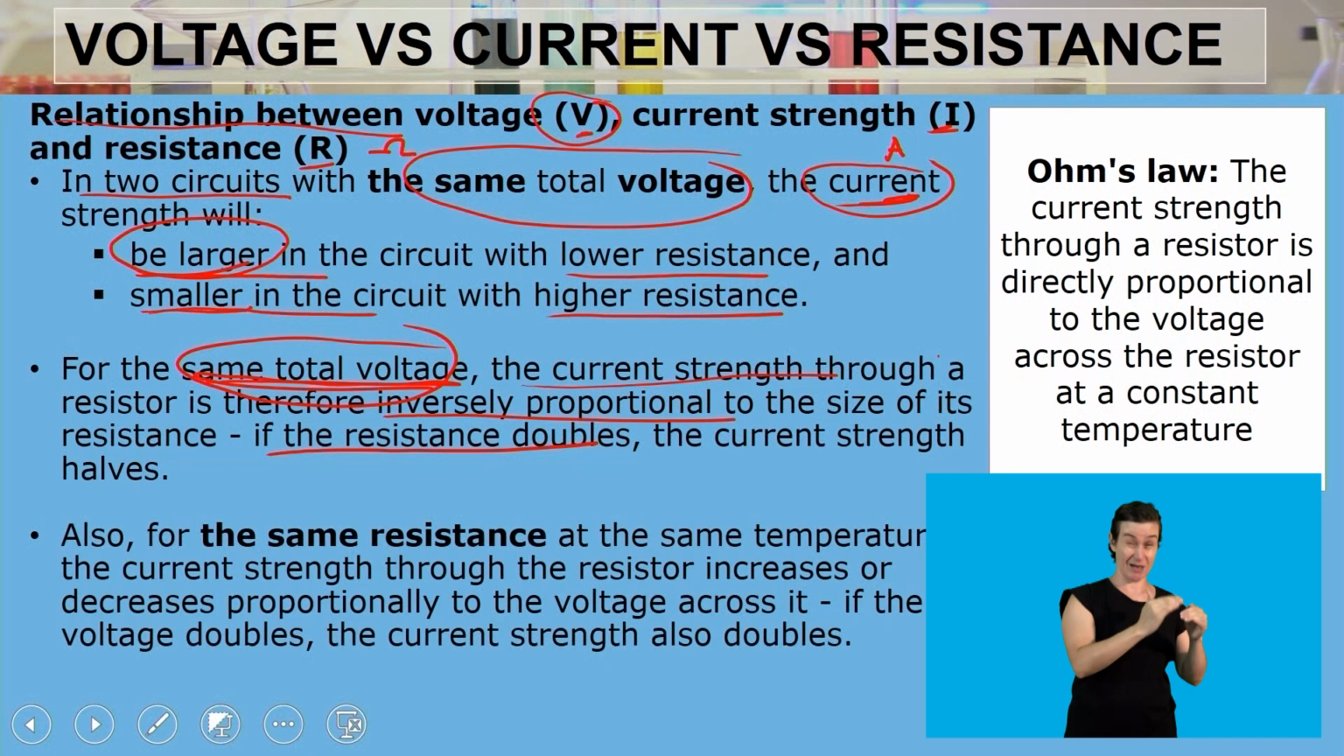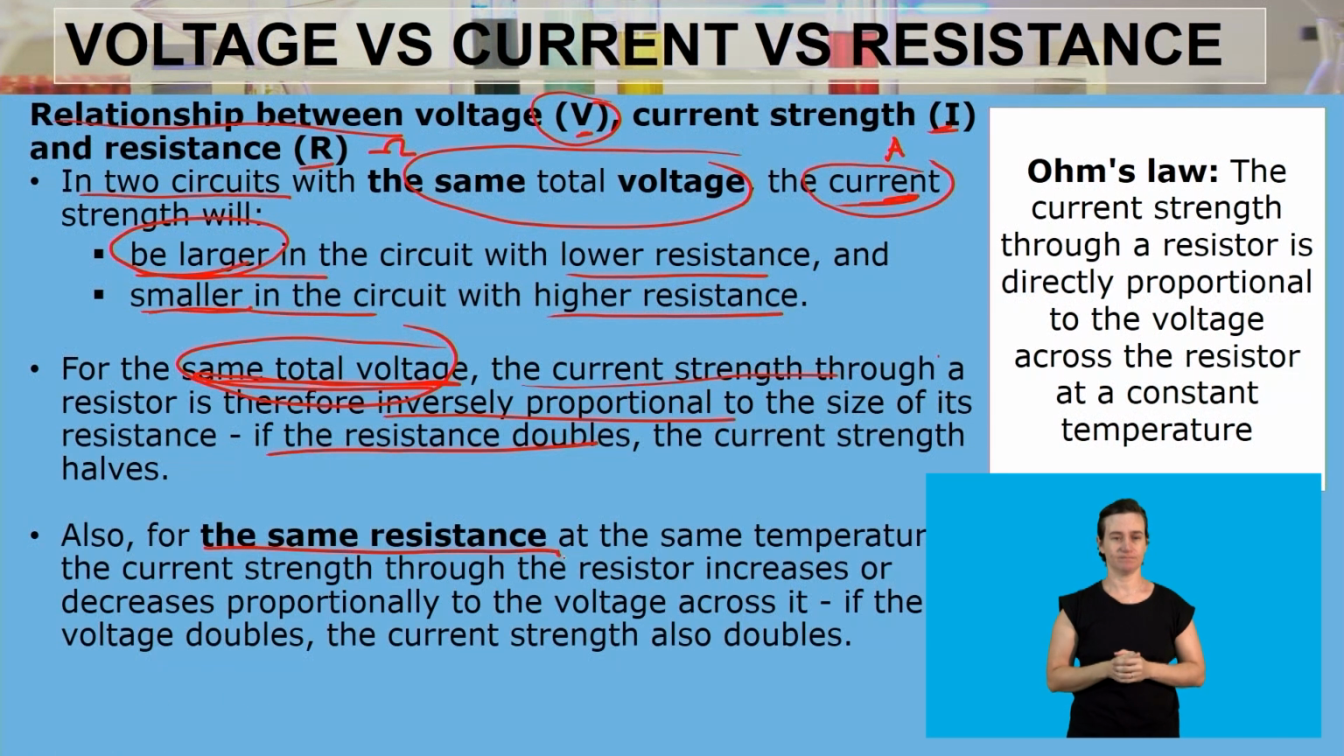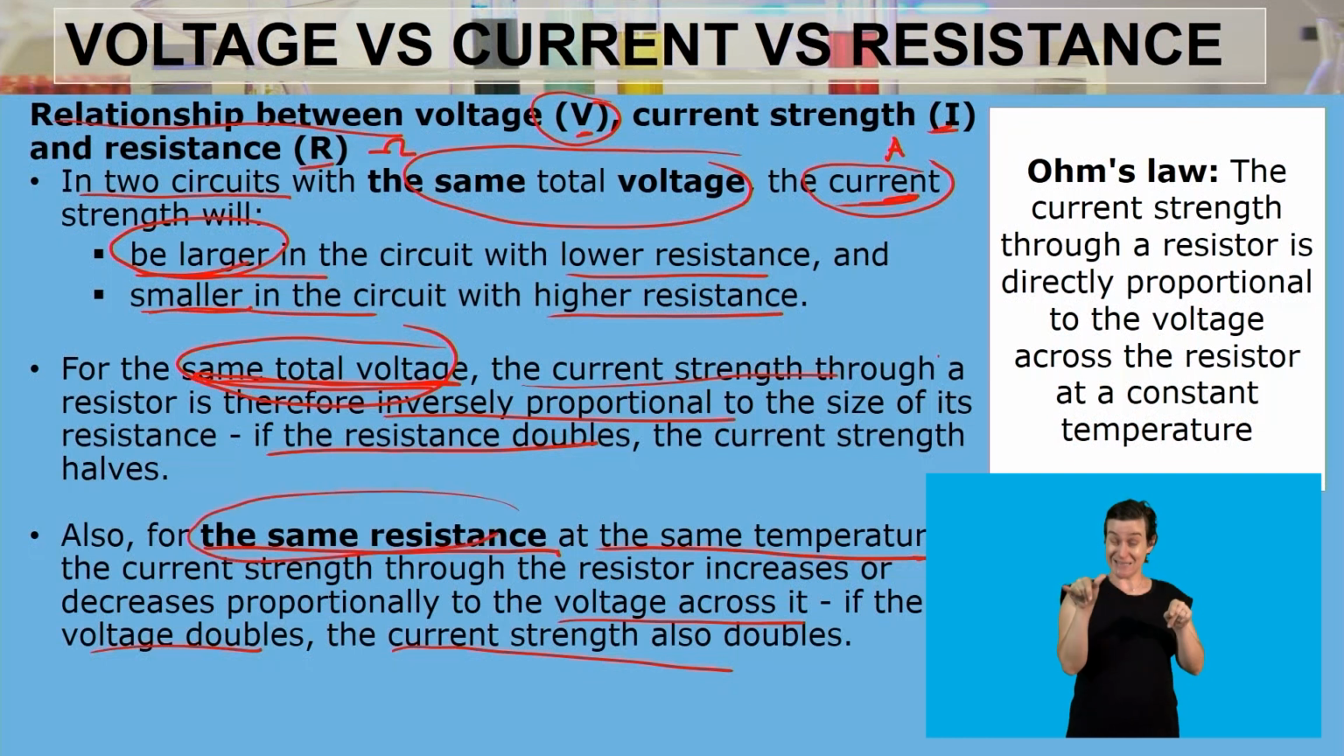Furthermore, for the same resistance at the same temperature, the current strength through the resistor increases or decreases proportionally to the voltage across it. If the voltage doubles, the current strength also doubles. So for the same resistance, the relationship between the current and the voltage is directly proportional. When one increases, the other also increases at the same ratio.